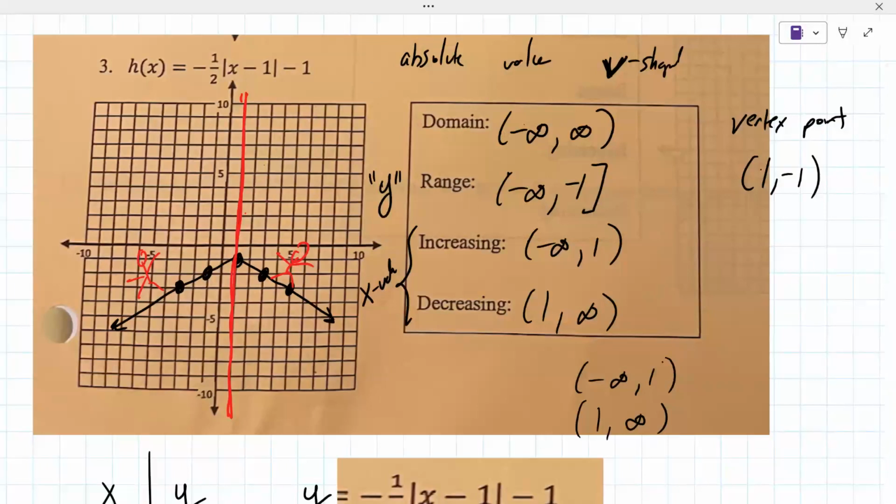Any questions, thoughts, follow up on any of those before we move on to, no. Okay. Did we do 4? Have we done 4 yet? I don't think so. I don't have it done. Okay, let's do 4 then.